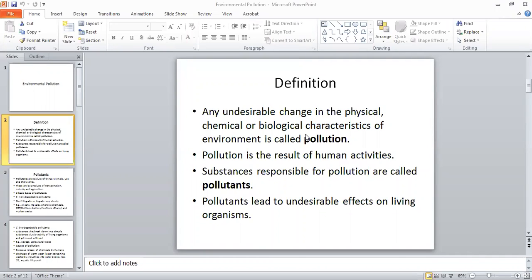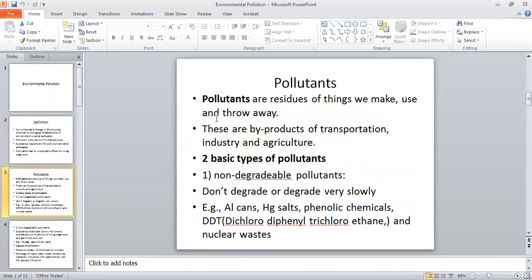And these pollutants lead to undesirable effects on living organisms, because organisms survive surrounded by an environment, and if it is deteriorated, if it is destroyed, ultimately the organisms will suffer. They won't be able to carry out their lives in a better way. So in this way, the pollutants cause harm to living organisms.